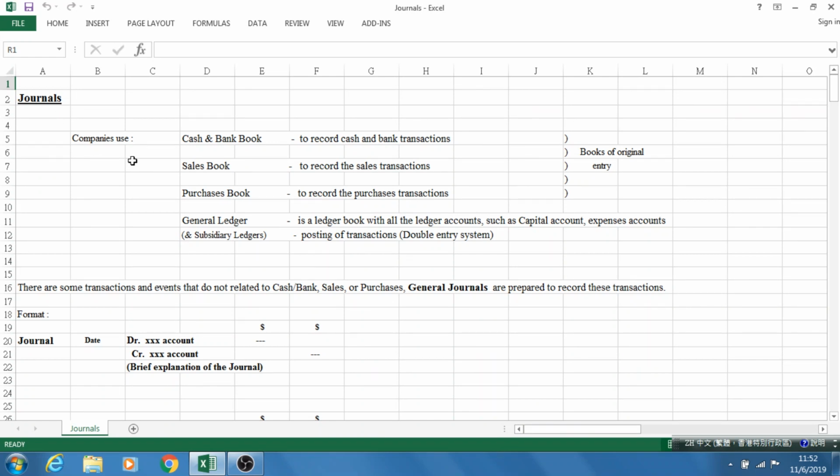Companies use cash and bank book to record cash and bank transactions, sales book to record the sales transactions, purchases book to record the purchases transactions. These are the books of original entry. Then use general ledger to do the posting of transactions to complete the double entry. General ledger is a ledger book with all the ledger accounts, such as capital account, expenses accounts. Some big companies may have subsidiary ledgers.